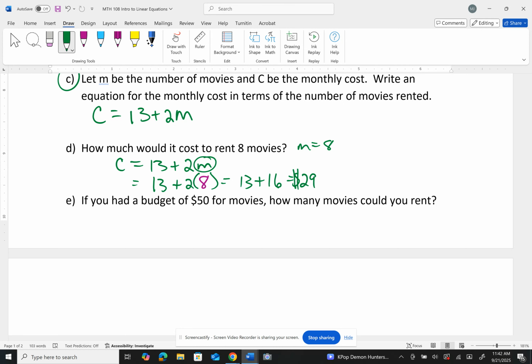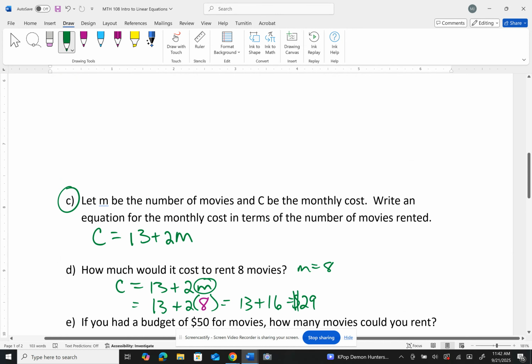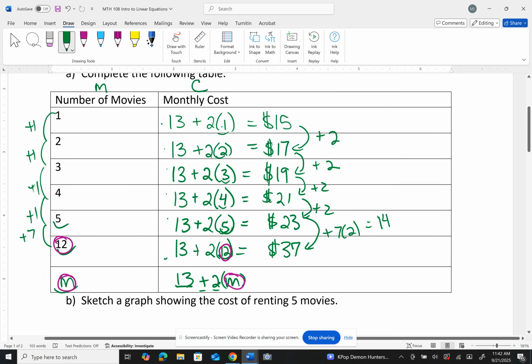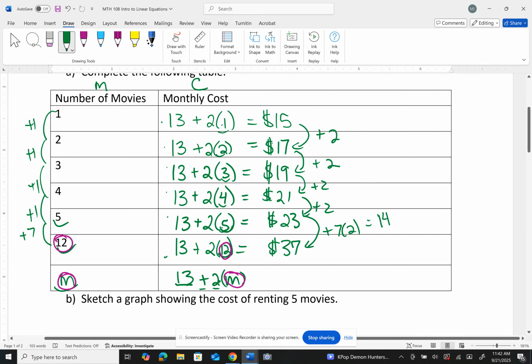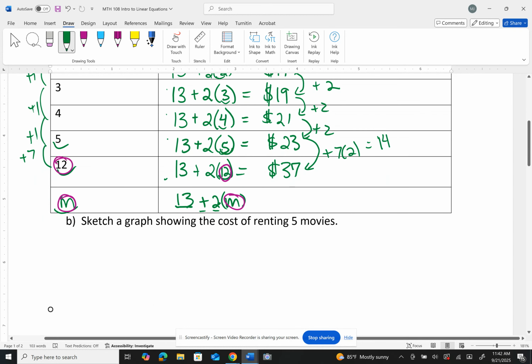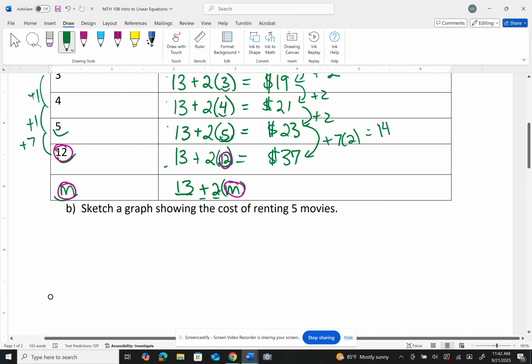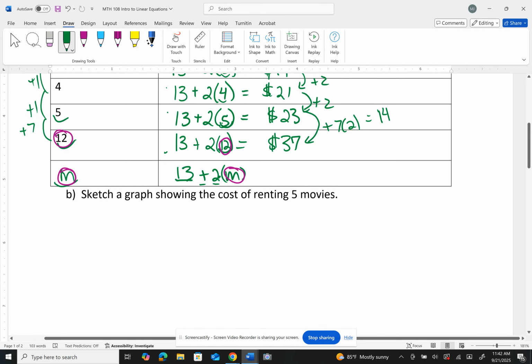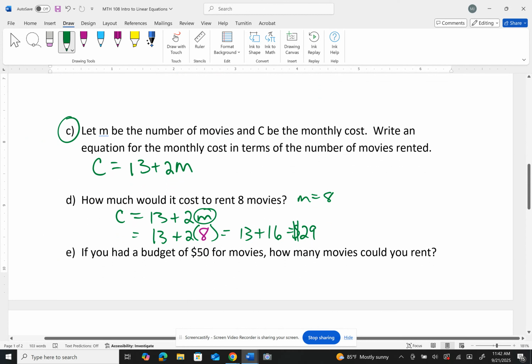Now, we already did that type of thing, but when we were doing it up here in the table, we were having to think a little bit about, wait, we have a flat fee, we're paying $2 per movie, and all of that. All right, just taking a look at what we had, what we got, makes sense. 8 movies is between 5 and 12, and we came up with a number that was between the cost for 5 movies and the cost for 12, okay?